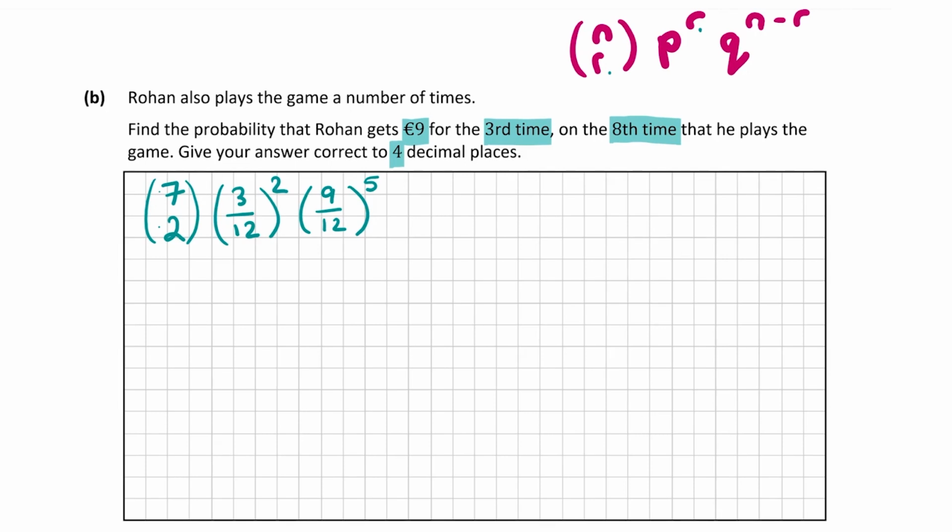So and, again, we're using our and/or rule. When we use the word and, we multiply. So we want this to happen, and he wants to get 9 on the 8th time. And what's the probability of that? Again, it's going to be 3 over 12.